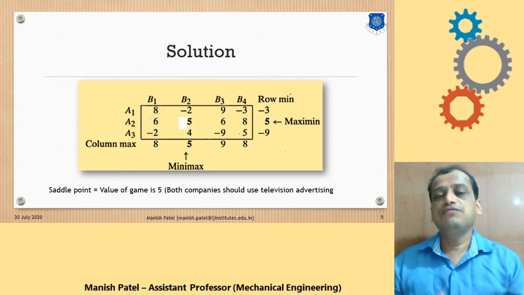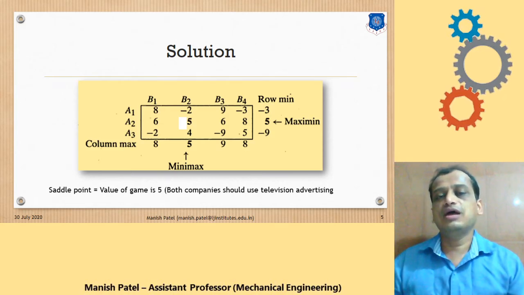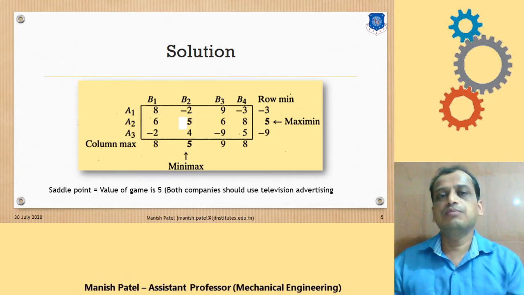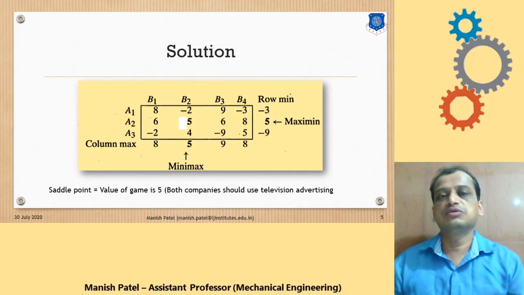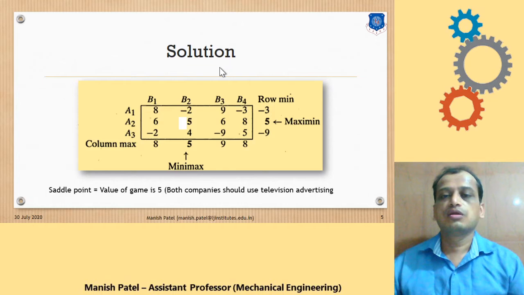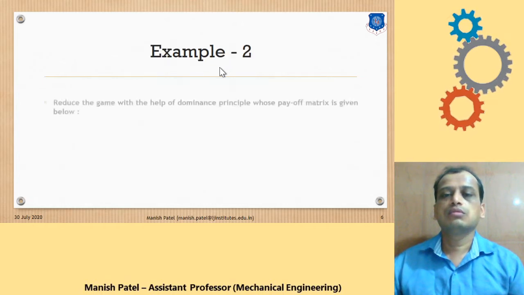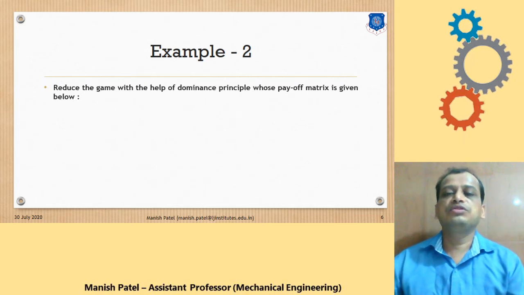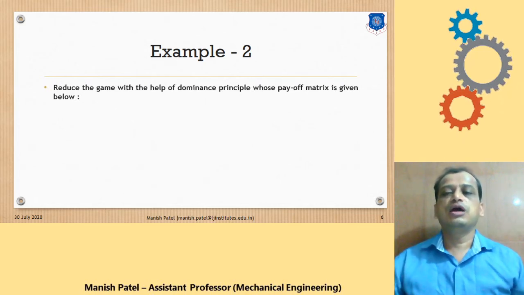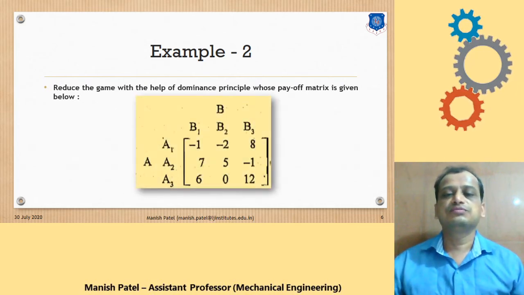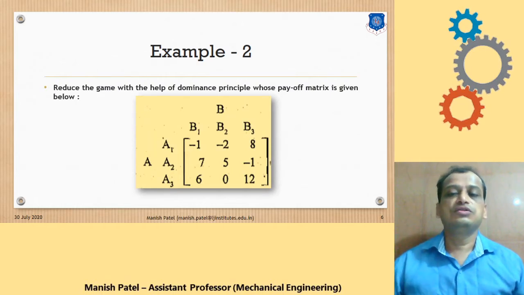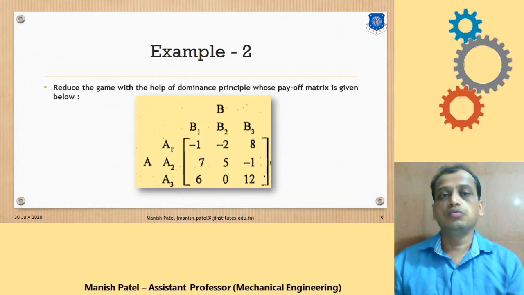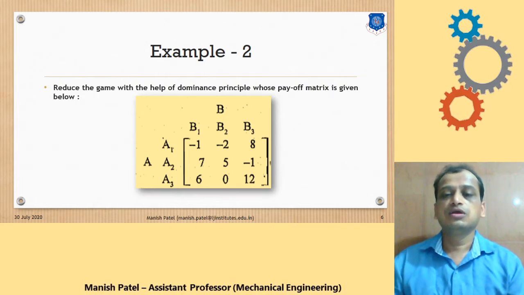But if the problem does not have the saddle point, then what to do? Then we will look into one more example, which is of dominance principle. So let's go into it. Now here, reduce the game with the help of dominance principle, and the payoff matrix is given here. This is the payoff matrix, 3 cross 3 matrix. We have to reduce it to 2 cross 2 matrix. Clear? So let's start.